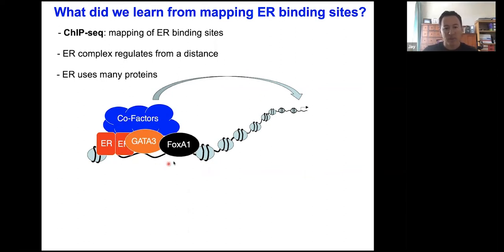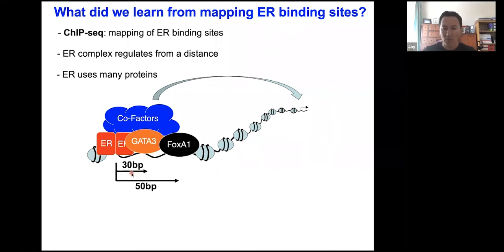And by mining these distal regulatory elements, we could look for enriched motifs. And that pointed us towards 2 families of transcription factors, the GATA transcription factors and the FoxA1 transcription factors. And we identified the particular family member within each of those transcription factor families that was relevant. It was GATA3 and FoxA1.